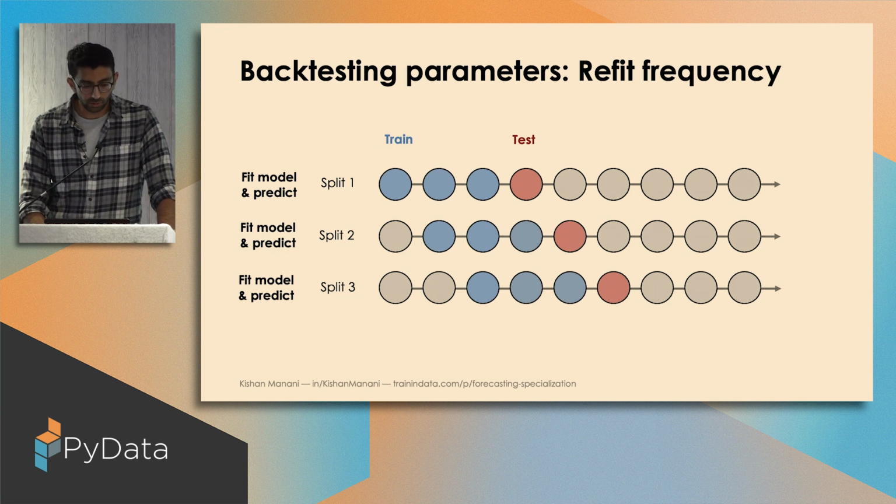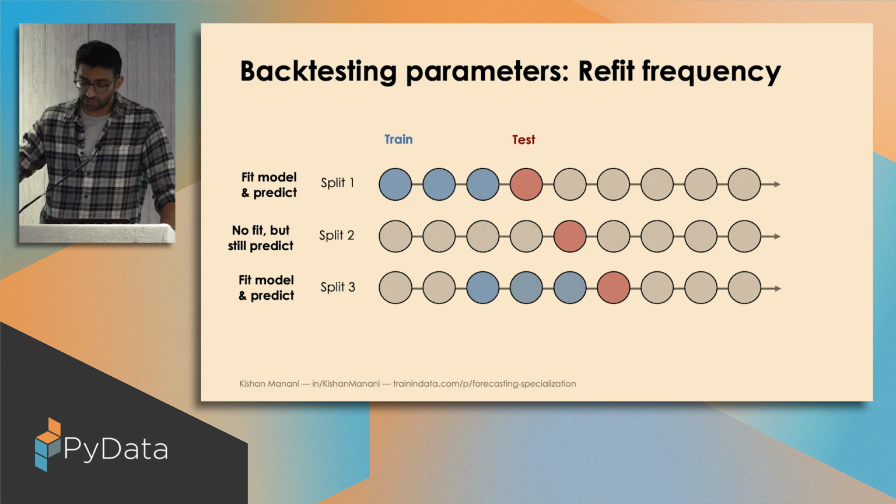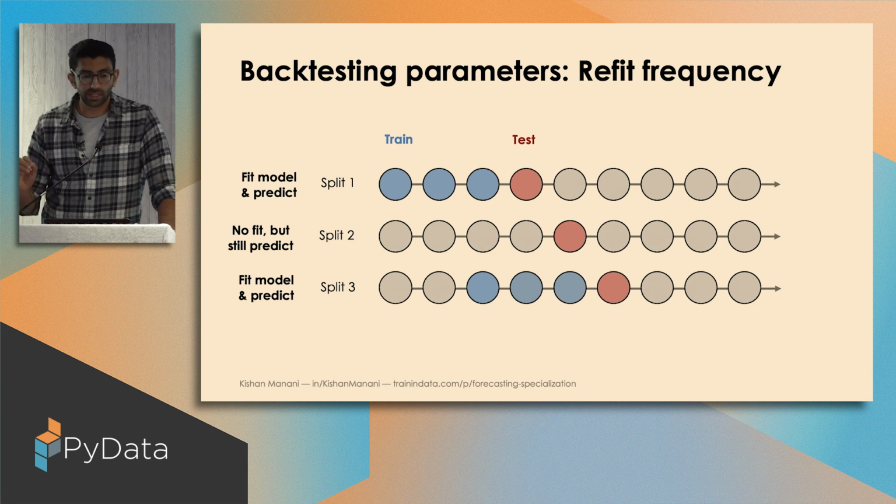So typically you will fit a model on each split and make a prediction for every split. You could actually choose to do an alternative approach where you would train a model on your first split, and then on the second split you choose not to refit the model, but use the model that you trained in the previous split and still make a prediction. So you're reducing how often you're fitting the model, and that can save you training time.